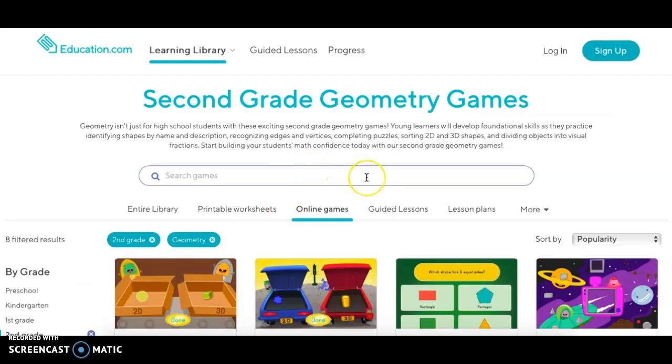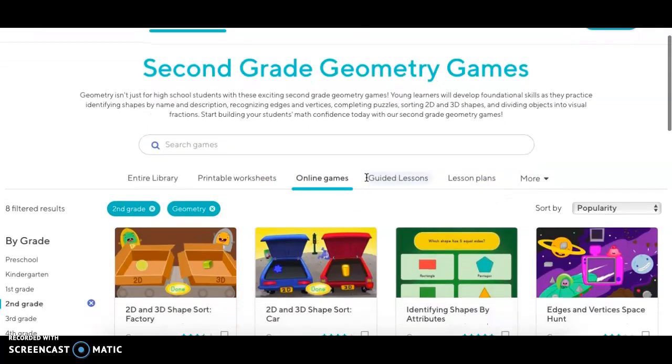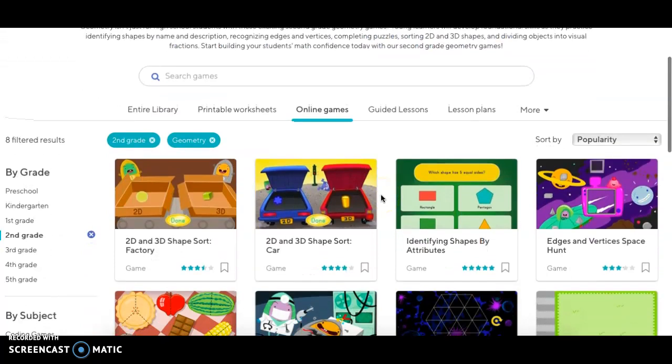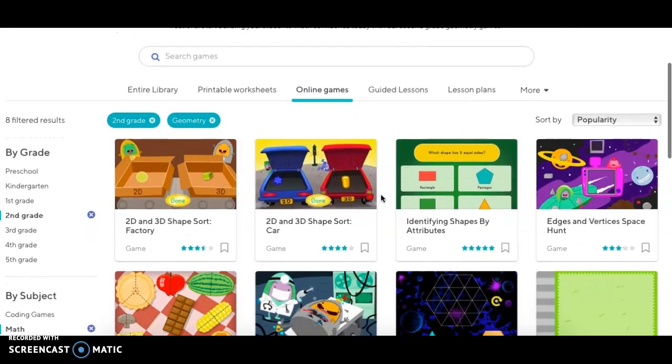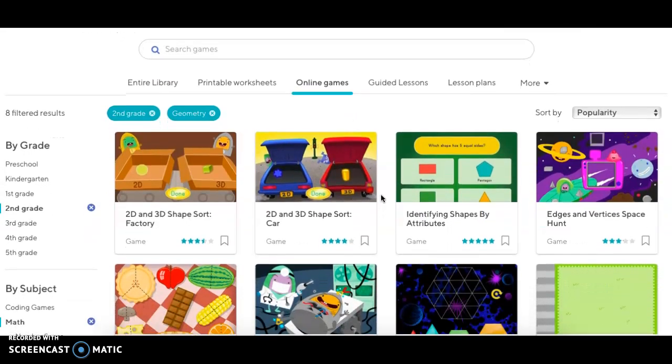Basically it is just second grade geometry or math games. And there are so many that they can choose from. It's a really great resource for them to start using and getting comfortable with, because there are a lot of these now since technology is so popular in the classroom.